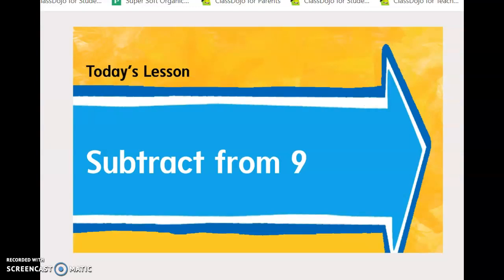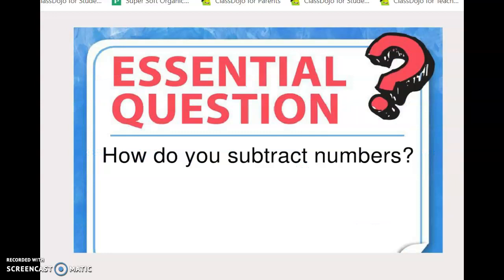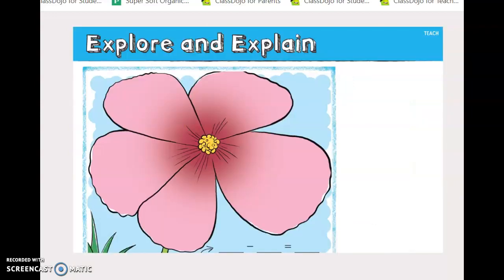Okay, so today's lesson is called Subtract from 9. Our essential question asks, how do you subtract numbers? All right, boys and girls, we are on page number 173, and we have a big, beautiful pink flower. And your bug says, catch me if you can. All right, so here's our directions. We're going to use our cubes, so let me get out my tools. We're going to use these cubes today, and we're going to model.